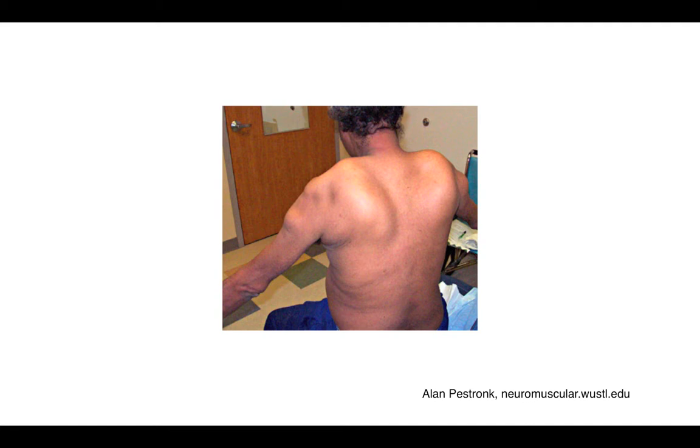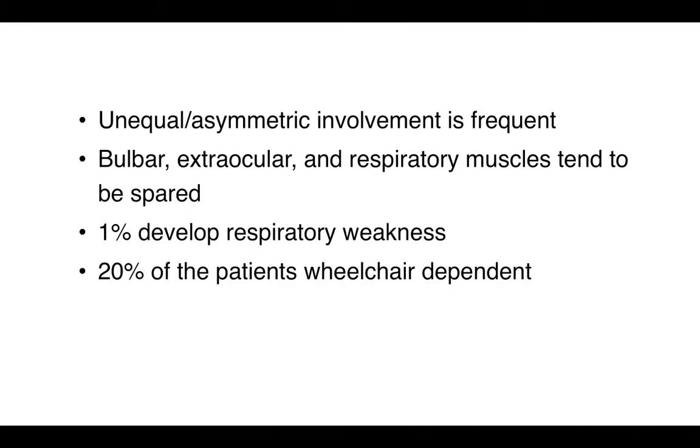In his back, you can see that he has scapular winging, and that the thinning and atrophy of the muscles pulling in his scapula have resulted in his scapula being protuberant in his back. Unequal and asymmetric involvement is fairly frequent in this disease.